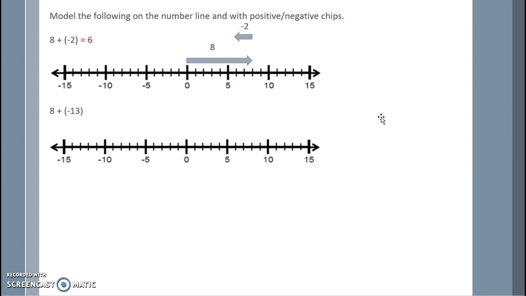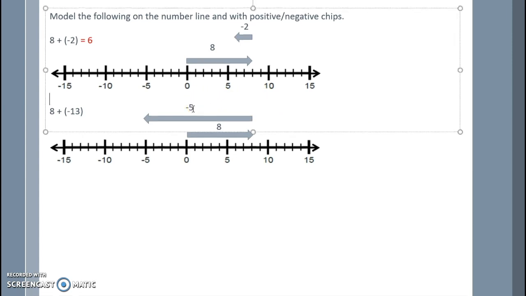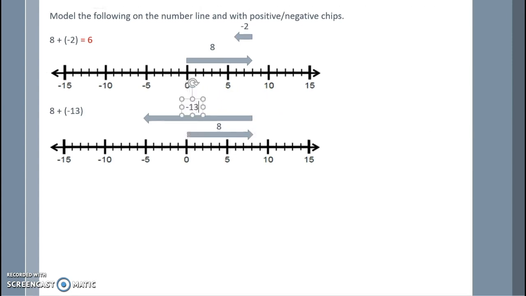8 plus negative 13. So again, we'll start at 8. And this time we will add negative 13. So we need to go 13 in the negative direction. So we have to think about how far we would go. Well, 8 would be from 8 to 0, and then we would need to go 5 more to make our total distance 13, negative 13. So our final answer would be negative 5.